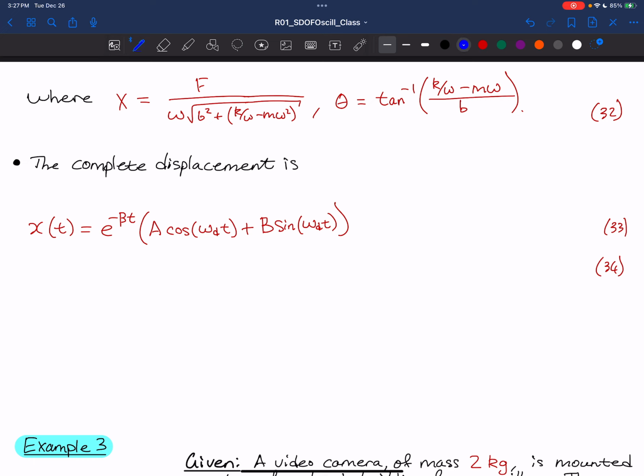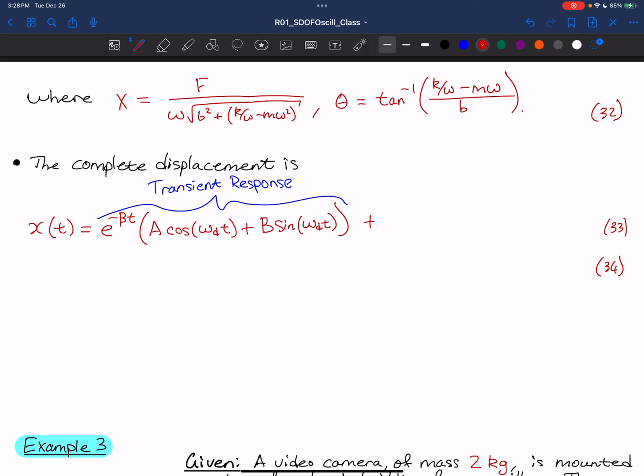You see that this is the same form as what we had previously, except that the coefficients in front of the sine and cosine are different. So this is again our transient response. This is the response that will die out over time and go to zero.